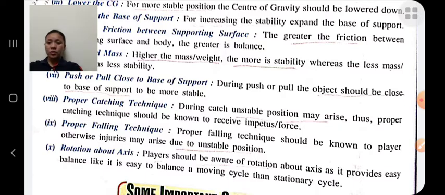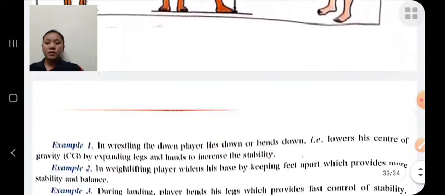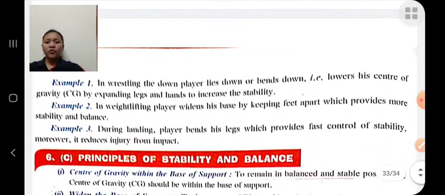Center of gravity is the point at which the weight of the body is balanced in all directions. Now some principles of stability and balance. For example, in weightlifting, the player widens his base by keeping the feet apart, keeping his legs open to increase stability. If he keeps a shoulder-width distance, there will be more stability.